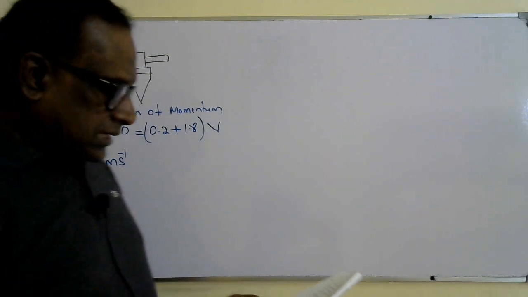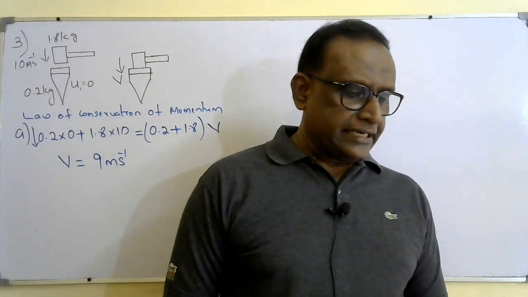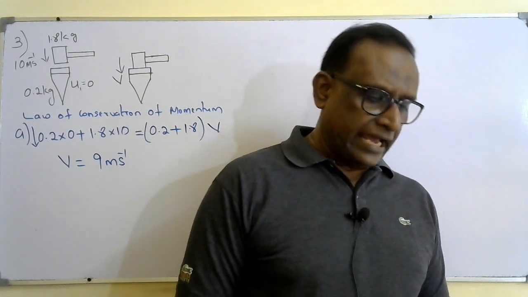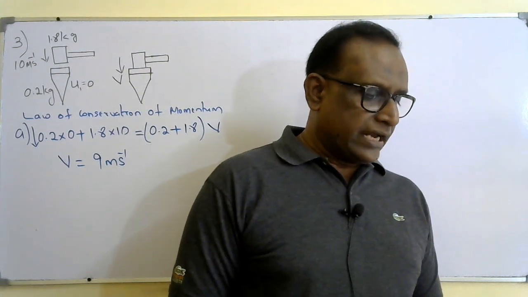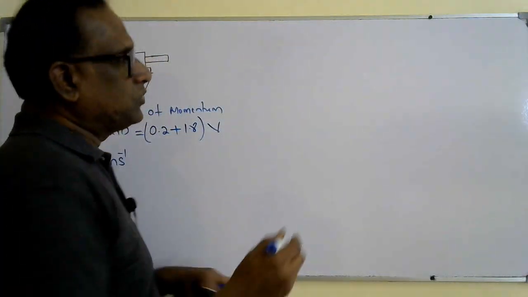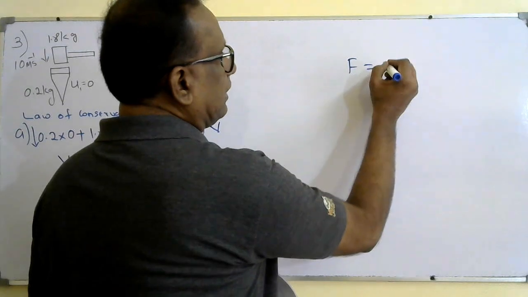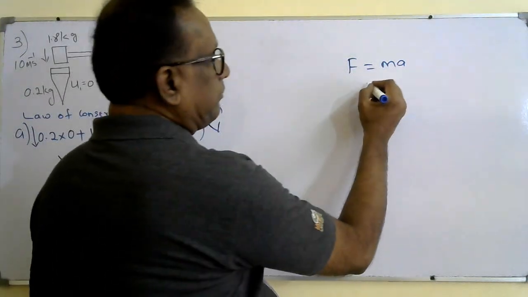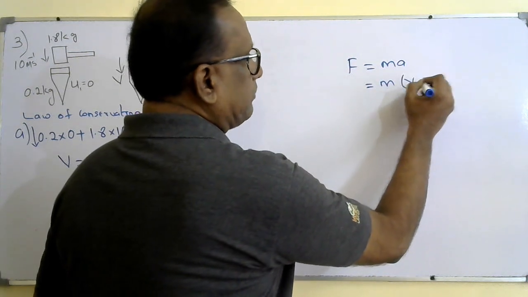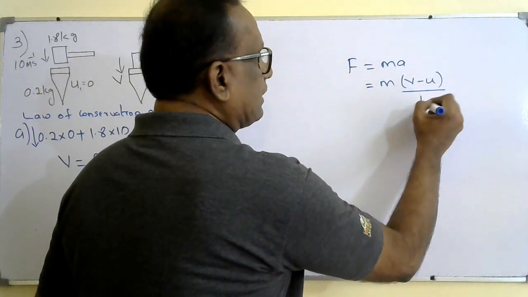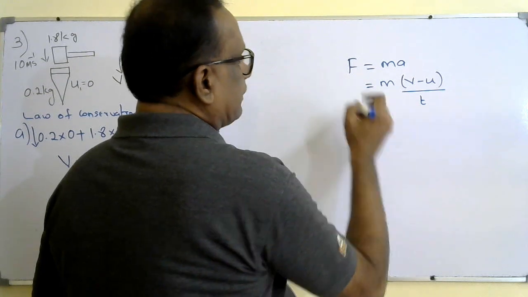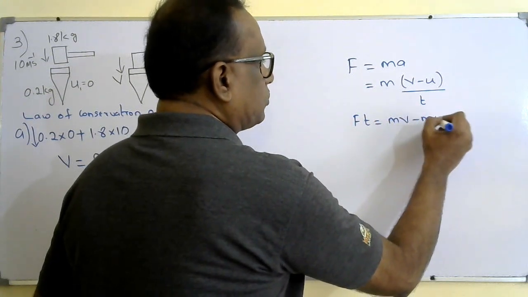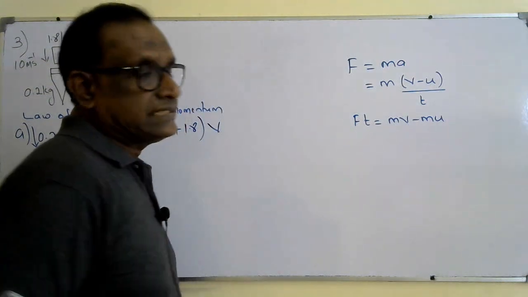Okay. Second part: find the magnitude of the impulse exerted on the tent peg by the hammer, stating the units of your answer. So you know impulse, you know Newton's second law, F equal ma. From that the equation for impulse is obtained. F equal ma, m into a means m into v minus u over t. So cross multiply, Ft equal mv minus mu. So mv minus mu is the change in momentum.